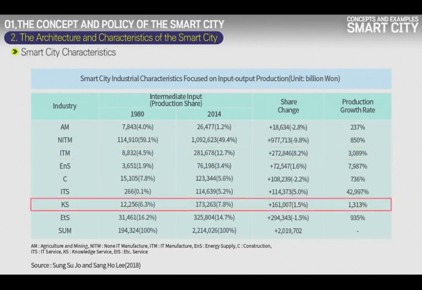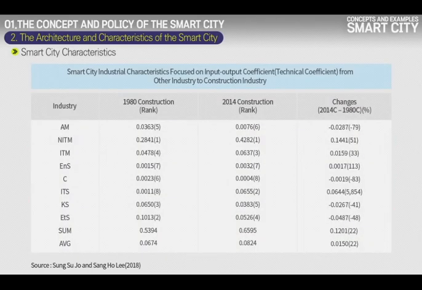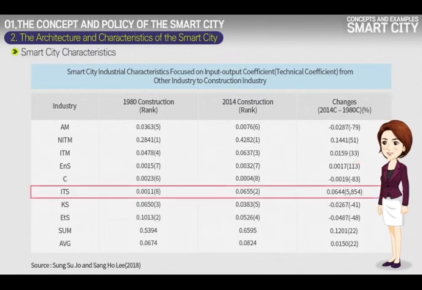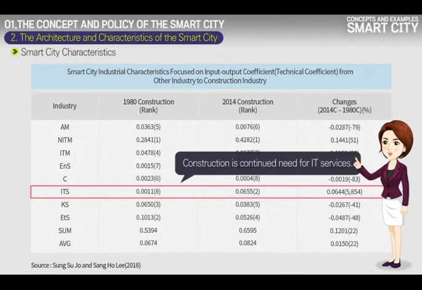This table shows how much other industries are invested in the construction industry through the technical coefficient. A large table value means that the industry was plenty involved in the construction industry. ITS's technical coefficient increased by about 59 times. It can be interpreted as construction's continued need for IT services recently.